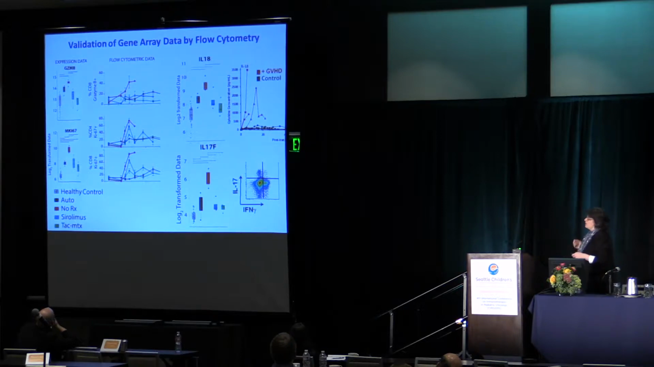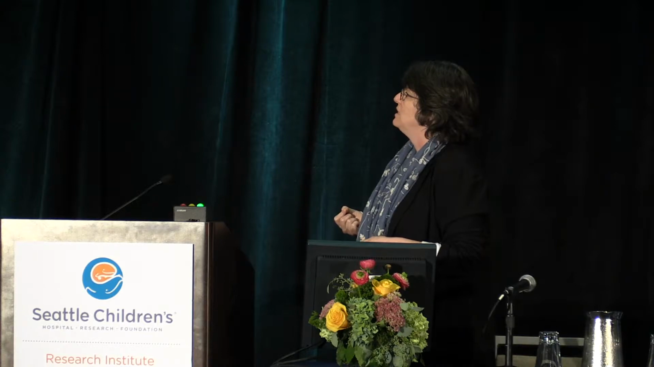IL-18 was one of the canonical cytokines that we found to be secreted into the serum in recipients with GvHD, and we see that upregulated in our transcriptome. And as I said before, we see evidence of IL-17 both in our flow cytometry and in our transcriptional data.